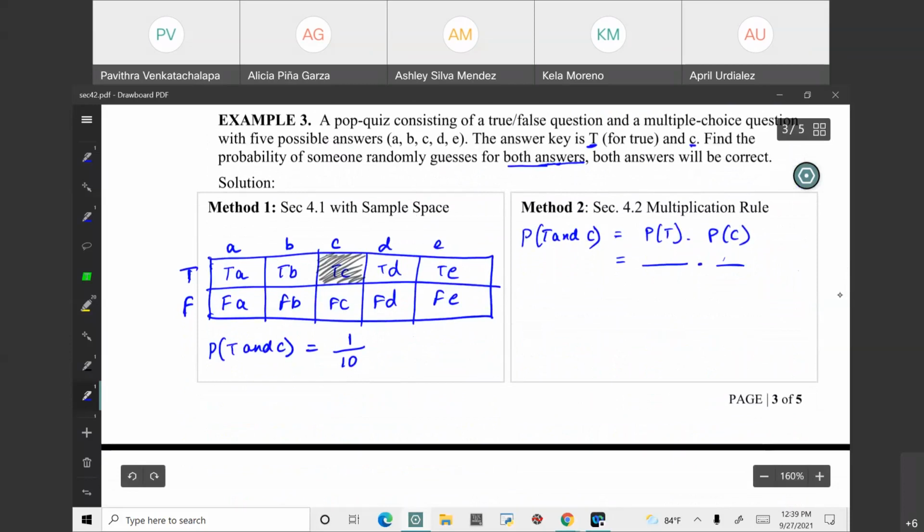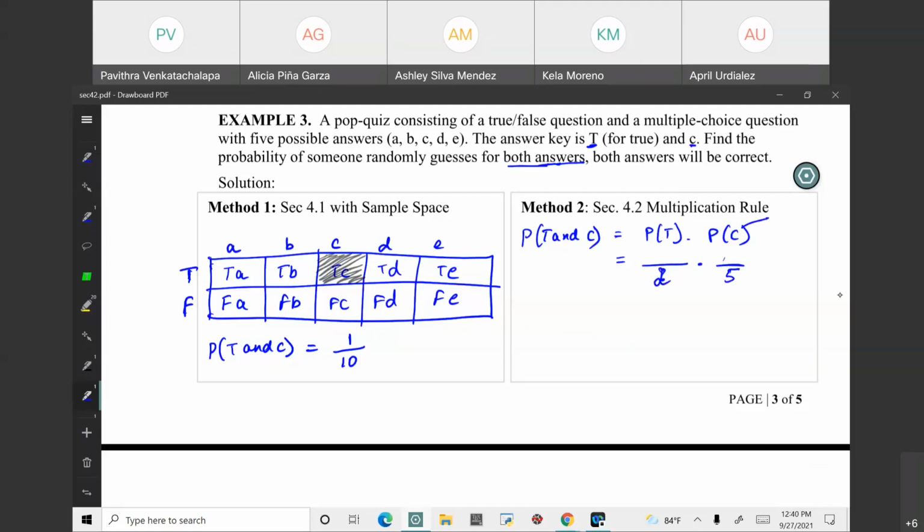Okay, so before that, tell me what is the total number of outcomes for these two? 2 and 5. Why? Remember, true and false has only two options. True, false. So total number is 2. Now when it comes to multiple choice, we have 5: A, B, C, D, E. 5 options. So the total number is 5.